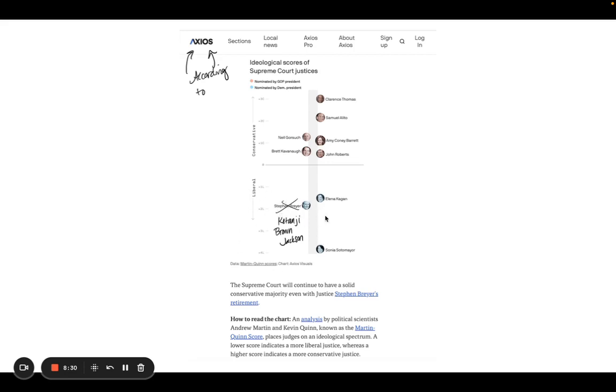I don't know exactly where I would put her. I'm guessing somewhere between these 2 liberal justices, Elena Kagan and Sonia Sotomayor. Sotomayor is definitely the farthest left-leaning justice right now. And yeah, I think that's it.